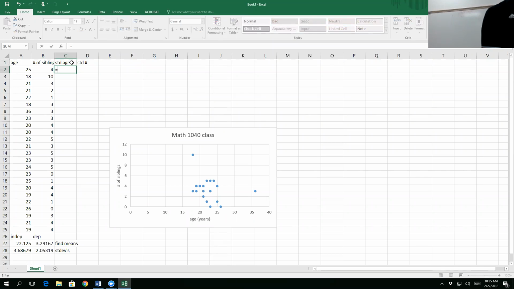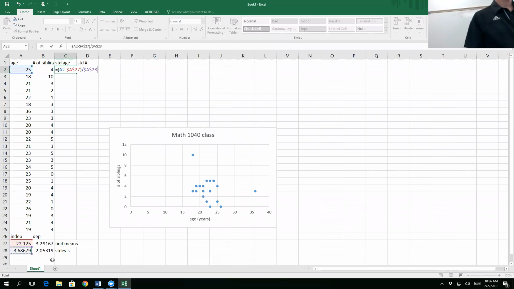Equals, so you need to include parentheses on here. Parentheses, what did you say, Elizabeth? So the age is 25. Click on the 25, minus the mean, which is down there, 22.1. F4 that. F4, the second one. Okay, so we want that not to change. Close my parenthesis and then divide by standard deviation, which is 3.68. And then F4 that. F4 that one.